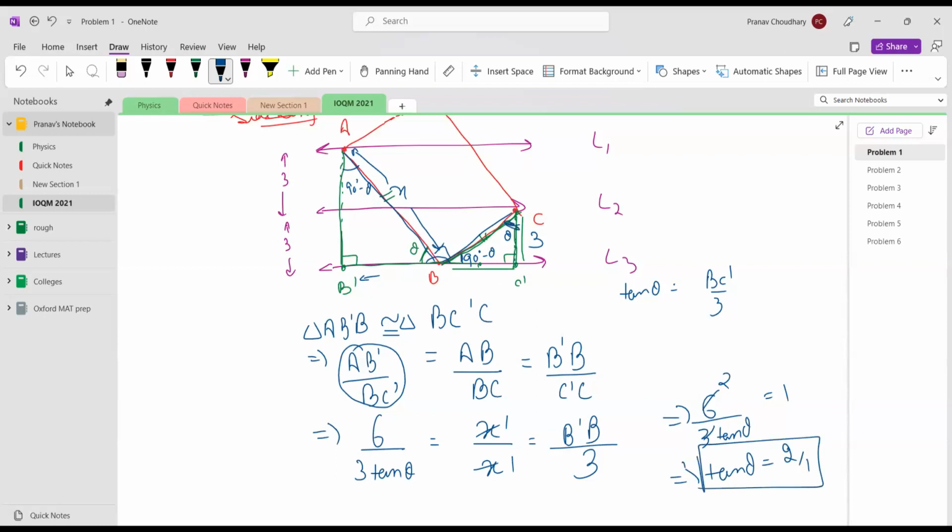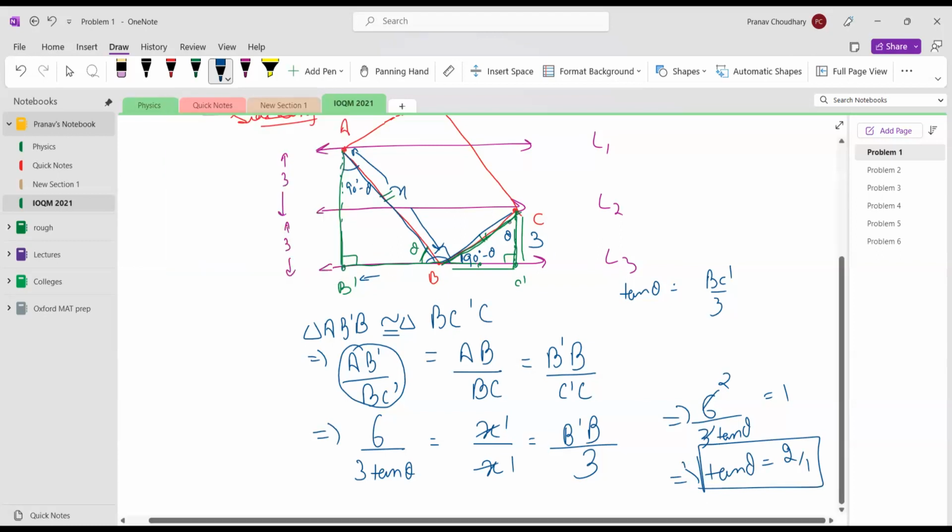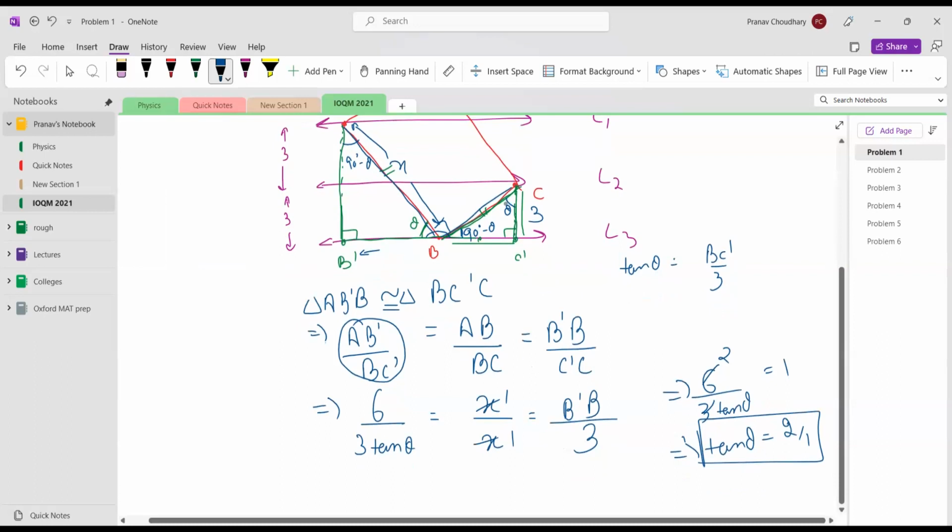Okay, so now we know this theta, right? Now, tan theta is 2, which means that this side is 6.